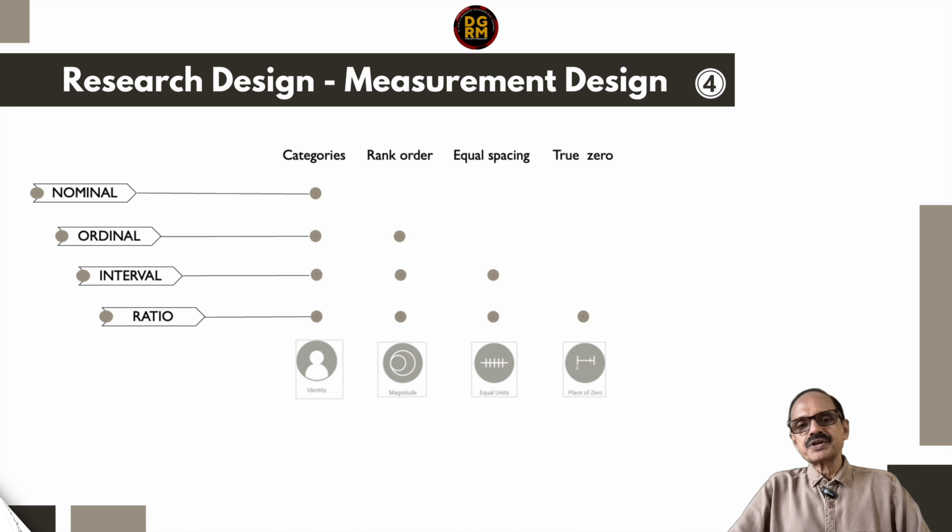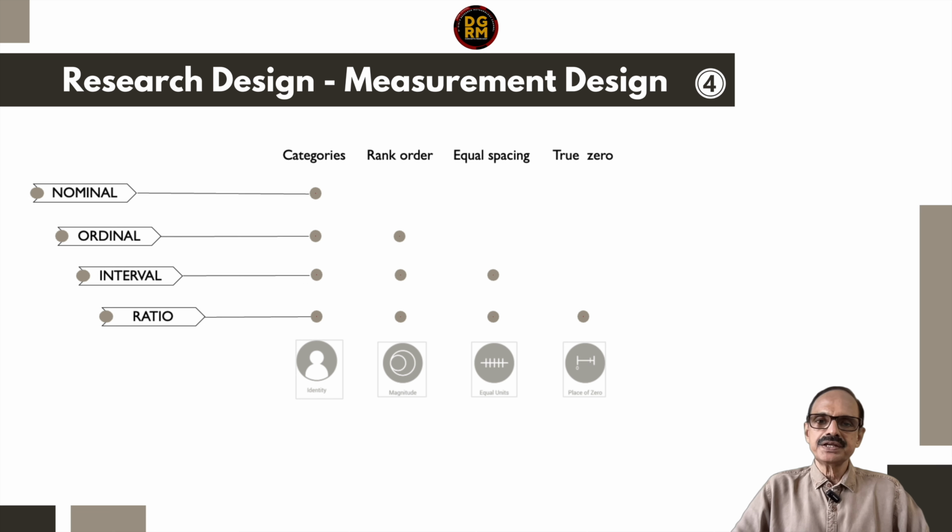We'll go to measurement design. Nominal, ordinal, interval, ratio. There is an easy way of remembering this by a mnemonic, NOIR, N-O-I-R. Nominal, ordinal, interval, and ratio. Nominal means name only, that is purely categoric. Then ordinal means it has got an order. For example, fair, good, excellent, like that.